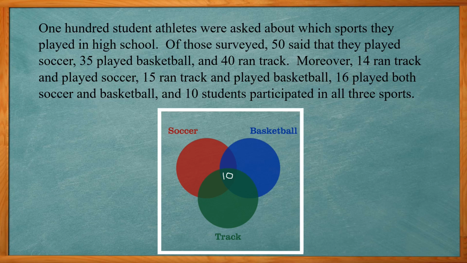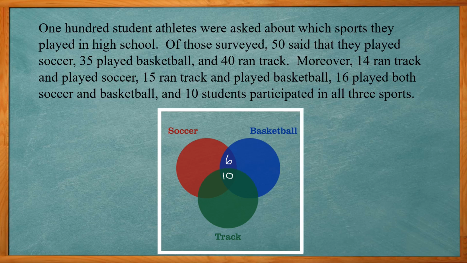And then work backwards. So 16 played both soccer and basketball. So soccer and basketball, that's basically where the red and the blue intersect. And we already have 10 in that section. So it's going to be 16 minus 10 to give us 6. So in the area between soccer and basketball where they intersect, that's a total of 16 already. And 10 of those 16 also participated in track.